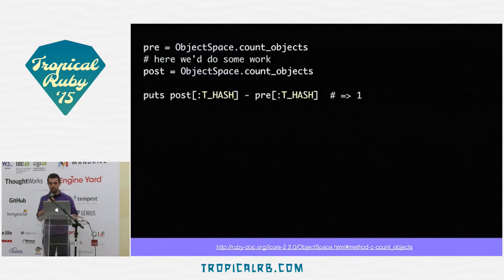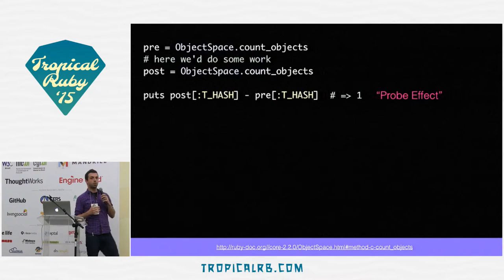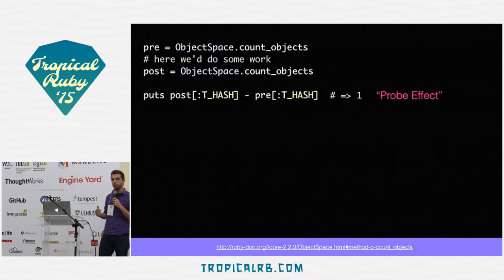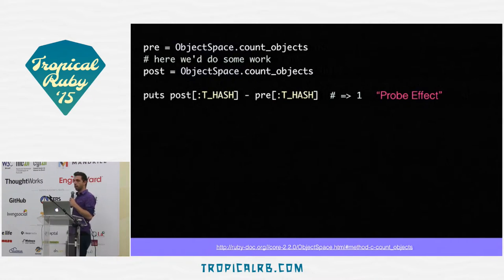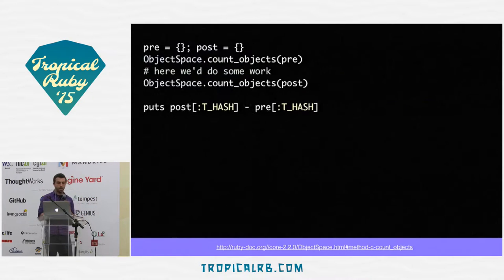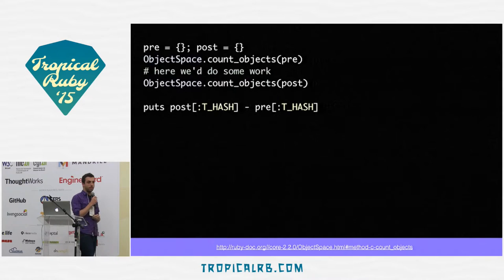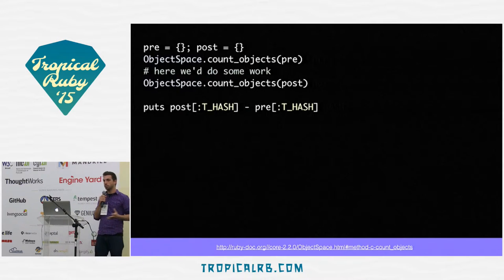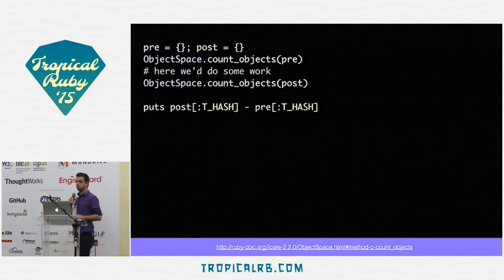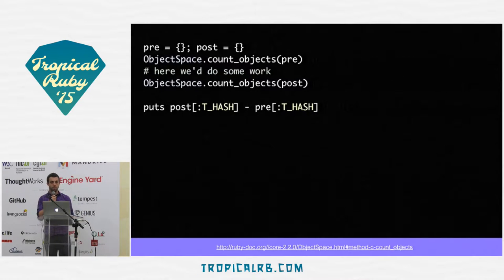And the reason for that is a thing called probe effect. Probe effect is an effect where you modify the results of an experiment inadvertently by the effect of measuring it. And Ruby provides a way to not have probe effect. The way for that is you can actually create these hashes beforehand and put them into the different APIs that Ruby offers. This is convenient, and in this case, you end up with a zero, as you would have expected in the first example.